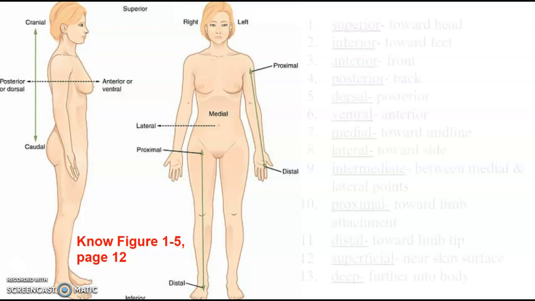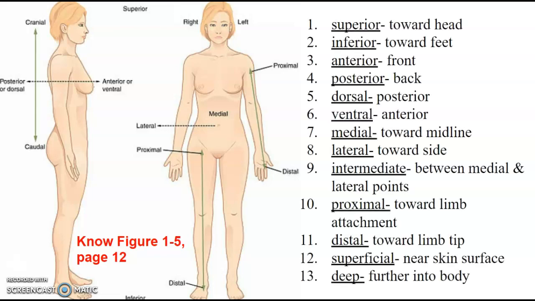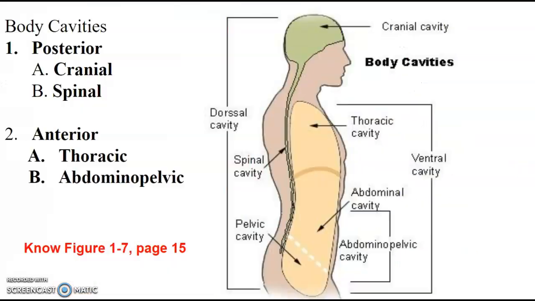Directional terms. Here are the paired directional terms that you need to get familiar with and recognize. Spend some time, and we'll have a chance to get some feedback on the assignment you did, but then also have more practice early next week, putting these terms into action. And then the cavities of the body. So there's a figure 1.7, page 15, to get familiar with. But it's getting at similarly what's shown here.